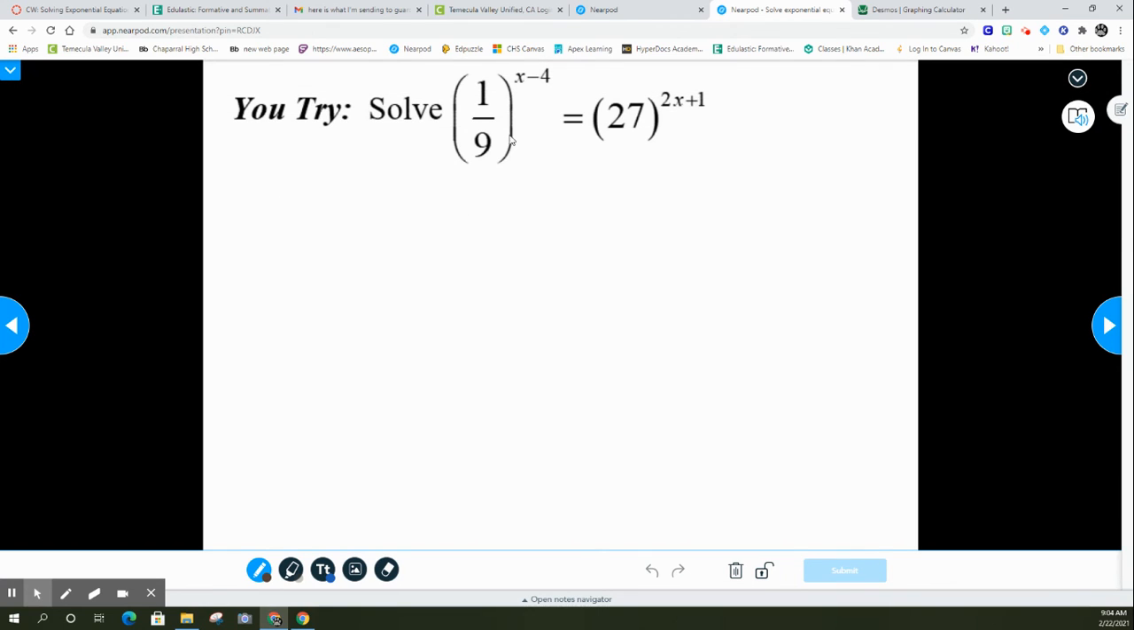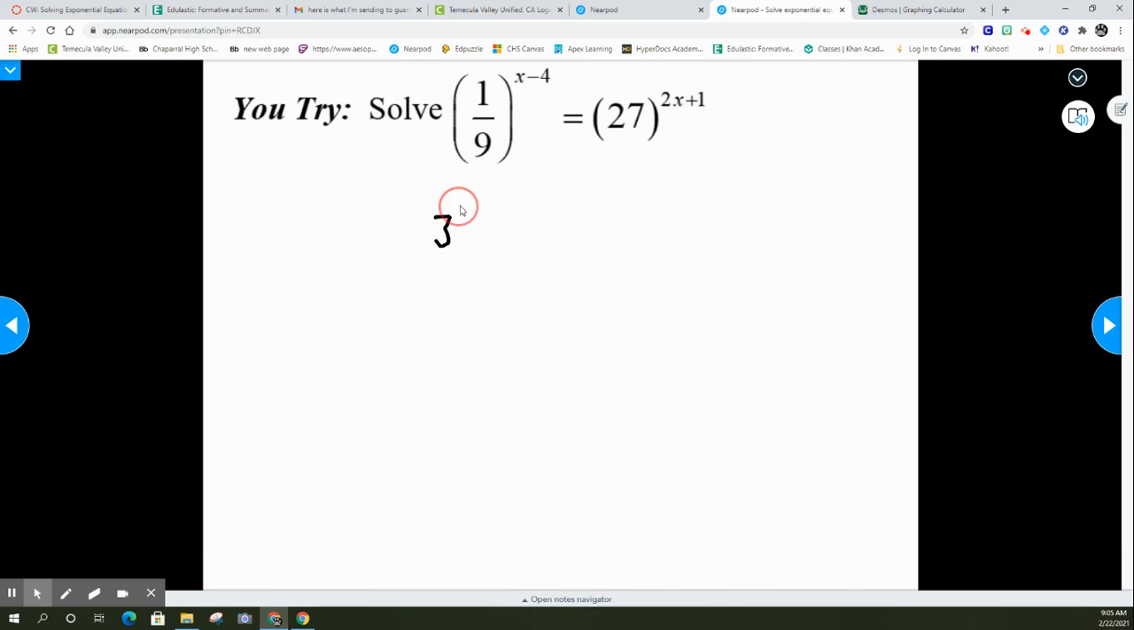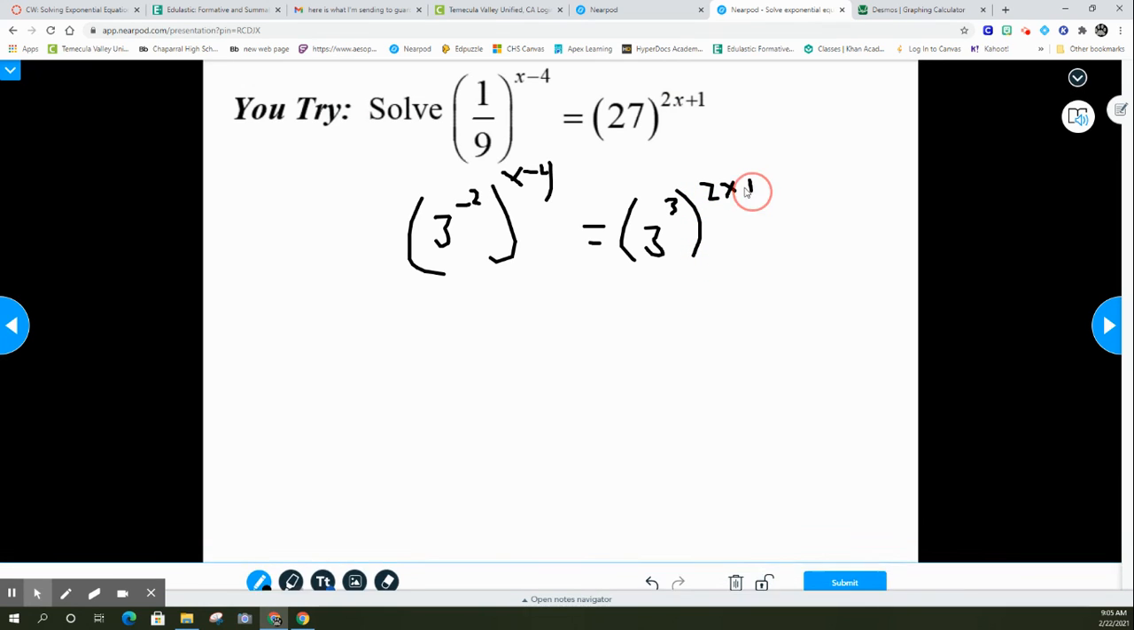All right, so now we got this one. Again, we have 1/9 and 27. Can I make these bases the same? And the answer is yes. I can make 1/9 3 to the negative second. 27 is 3 cubed. So again, this would be the easiest way to get the bases the same.